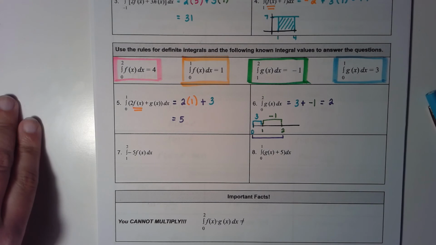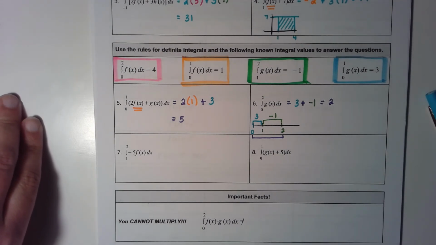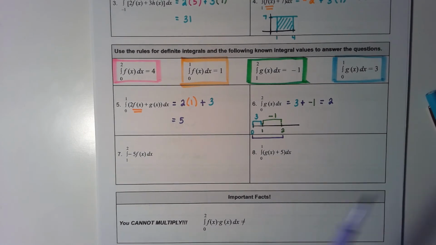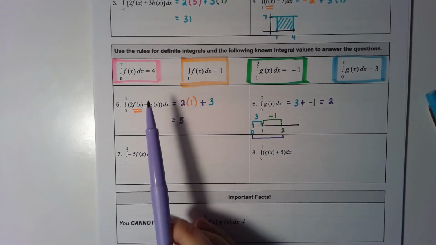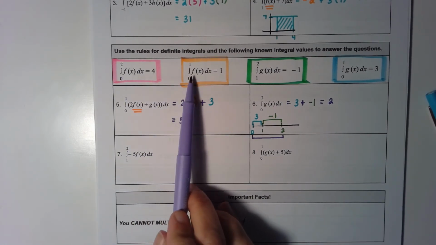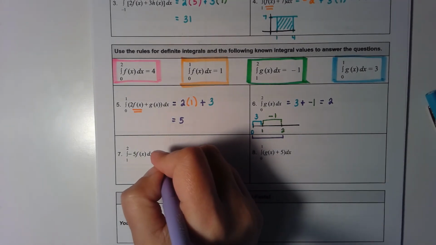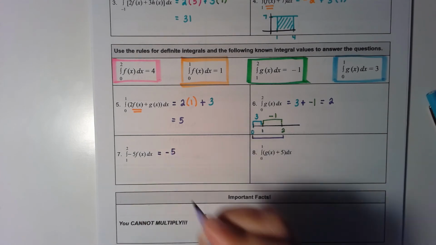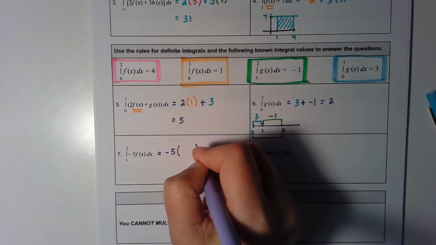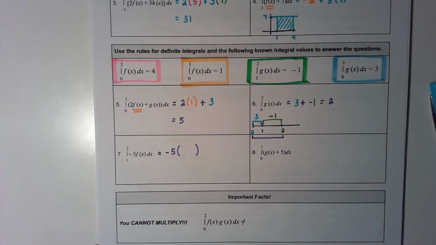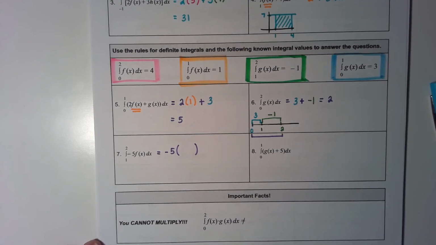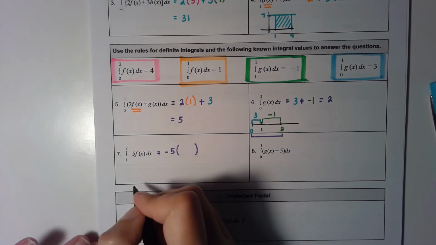For number 7, I'm integrating from 1 to 2 of -5 f of x. Now, I don't know the integral from 1 to 2 of f of x. I have 0 to 2 and I have 0 to 1, but I don't have 1 to 2. I know that my property says that if I did know that number, I would just do -5 times that number. So my next step is going to be to figure out the integral from 1 to 2. Just like I did for number 6, I'm going to sketch a little number line here to visualize these areas.